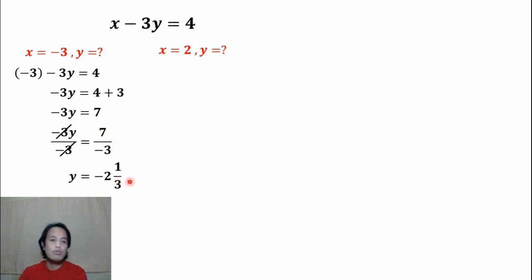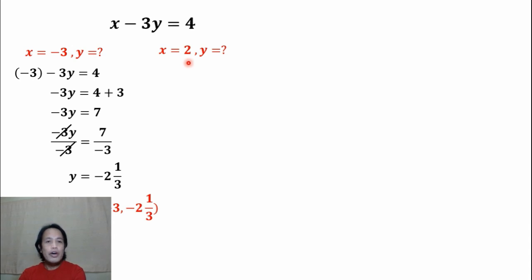I hope you know how to convert improper fraction to mixed number. We just simply divide 7 divided by 3, and that is 2. Then we have the remainder 1 over 3. Okay, so if our x is negative 3, therefore our y is negative 2 and 1/3. So our ordered pair is negative 3 and negative 2 and 1/3. This is now our first point.